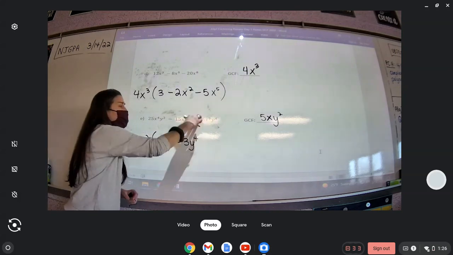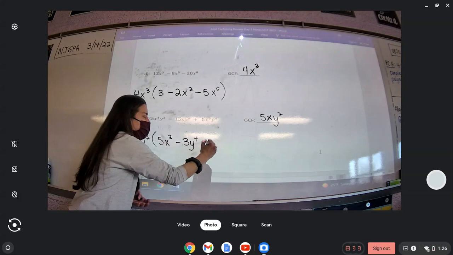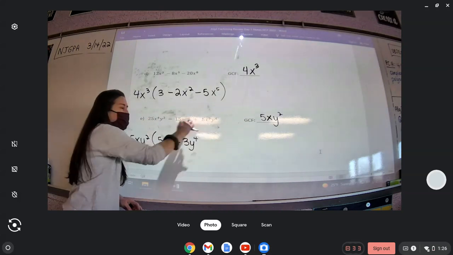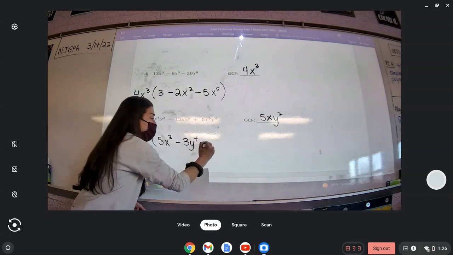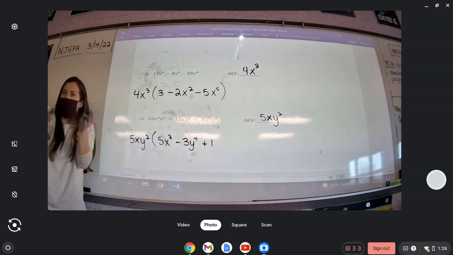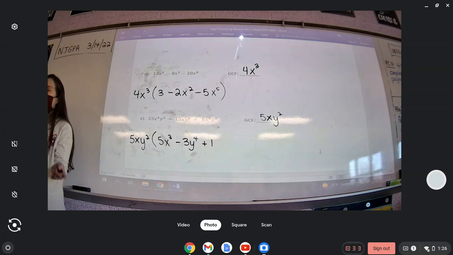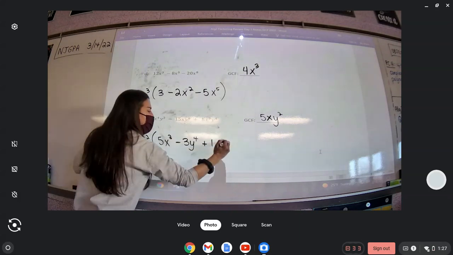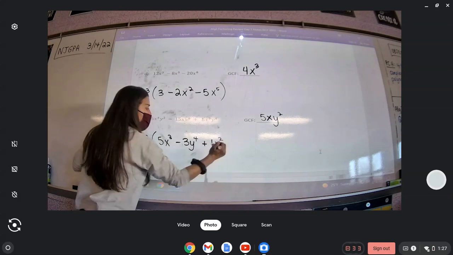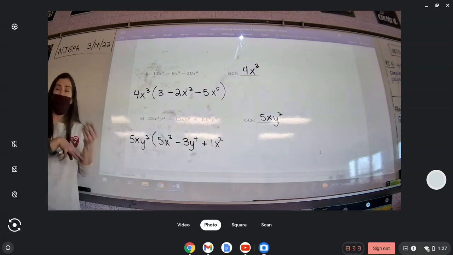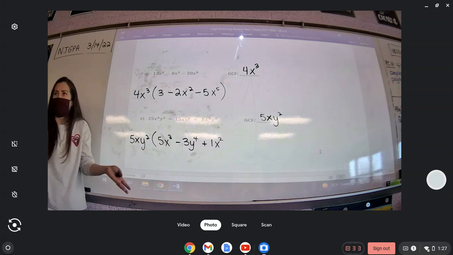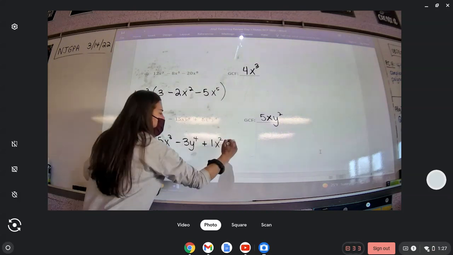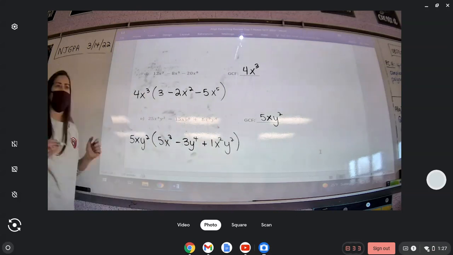5 times what gets you to positive 5? Just stay with me. Answer my question. 5 times what gets you to 5? 1. So a plus 1. You might not need the plus 1 once you start adding the x's, but let's put it there for now. If I take an x out, how many x's are left? 2. x squared. Beautiful. Again, I probably don't need that 1 in front, but I would just leave it at this point. If I take 2 y's out, how many are left? 2. You're done.